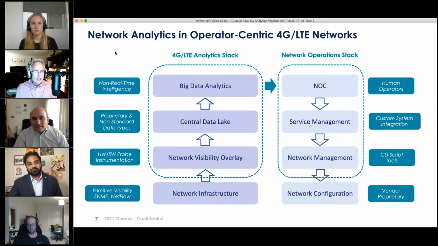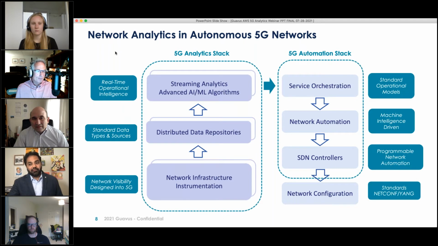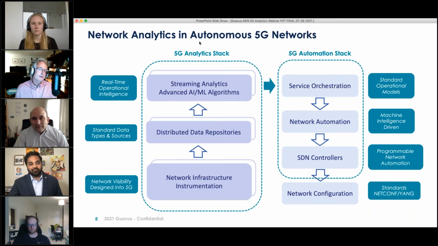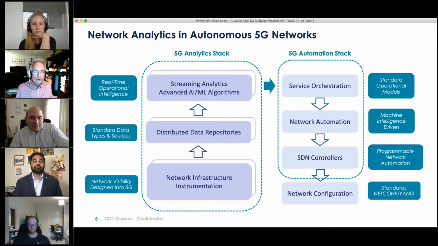So if I go to the next slide, we draw a different picture here, which is when we move to network analytics on a 5G network, we're going to be looking at a different stack from an analytics perspective and from an automation perspective, because these two now need to work directly in tandem and ideally without putting a human operator into the loop. I think initially operators will do that as they build trust, as Tilly mentioned earlier. But once there's trust built, you can let the network kind of drive itself.